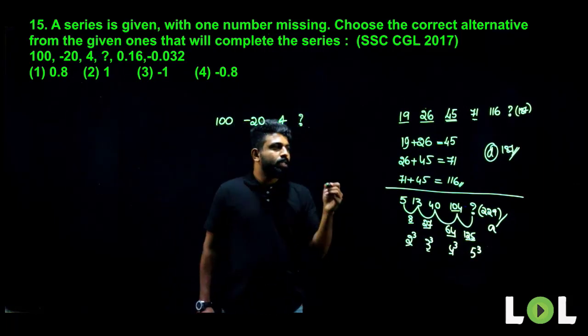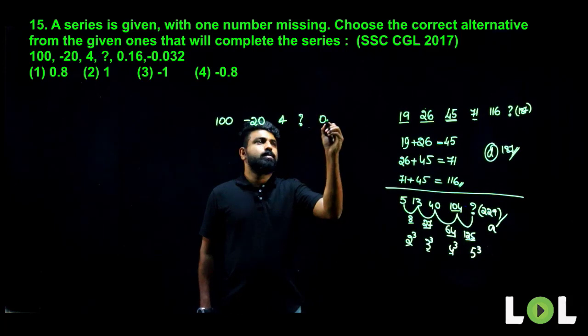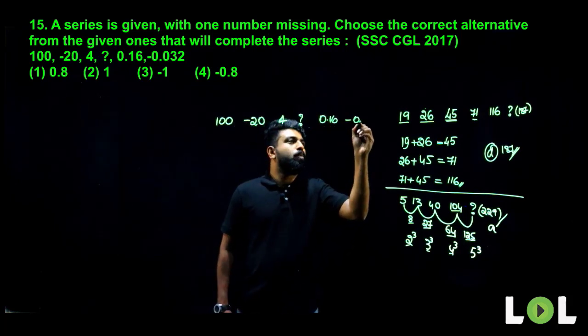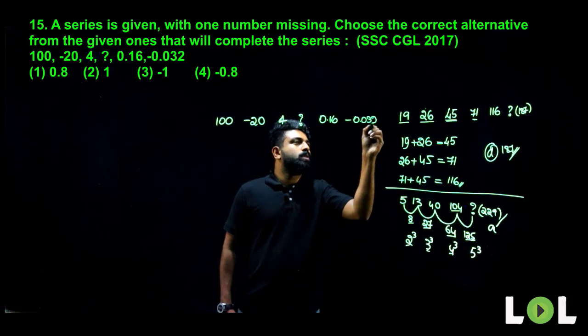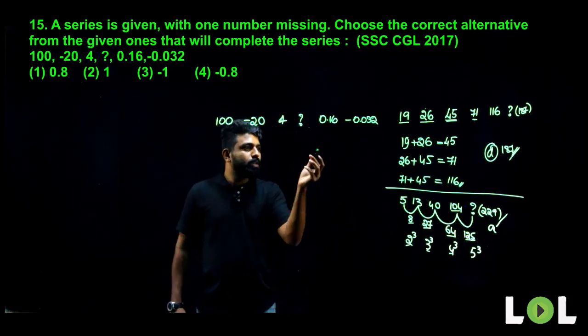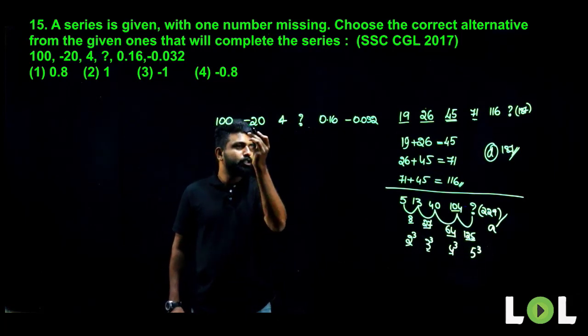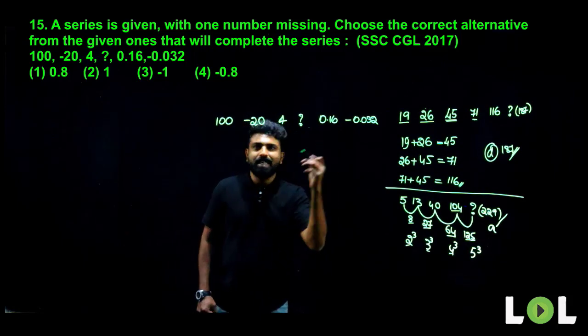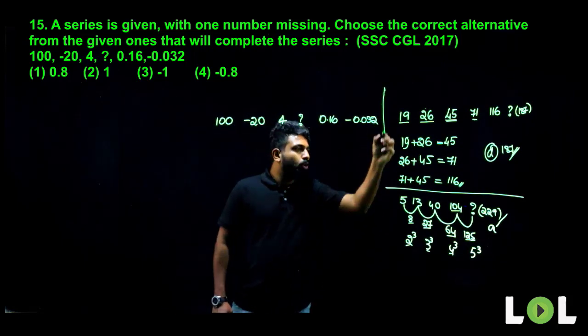And then 0.16, and then minus 0.032. Is this the series? This is the series. Have I missed out any sign here? It is plus 100, minus 20, plus 4, plus 0.16. Yes, I have not missed any sign. So I have got a series like this.